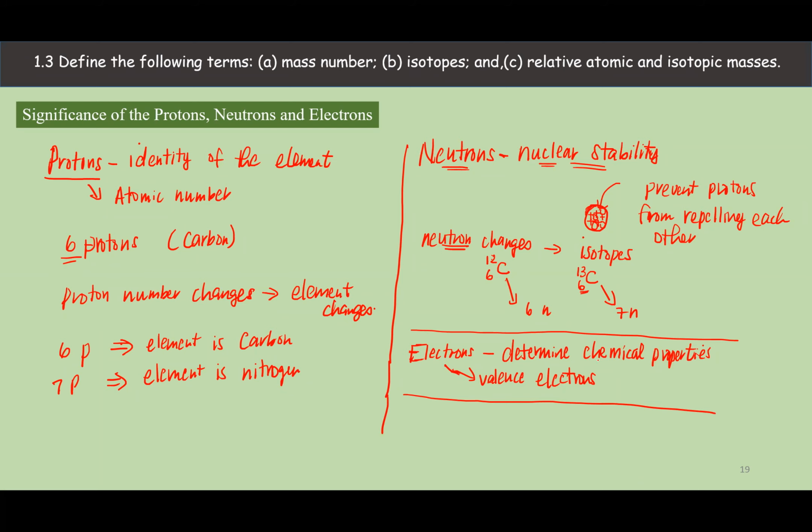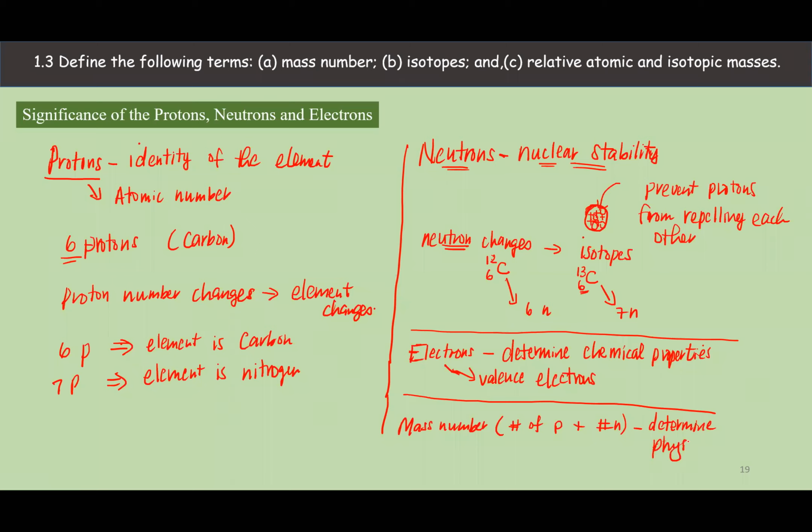Now, while electrons determine chemical properties, the mass number, which is really equal to the number of protons plus the number of neutrons, this determines the physical properties.